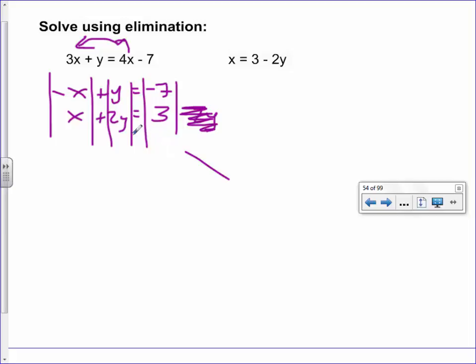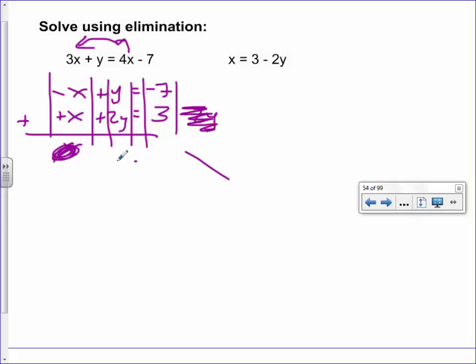This time around though, I'm not gonna subtract, I'm gonna add. Because I actually am in a situation where something can eliminate. You see how you have negative x and positive x? Subtracting won't make them go away, but if I add them, it will. Because negative and positive x will just be gone, right?